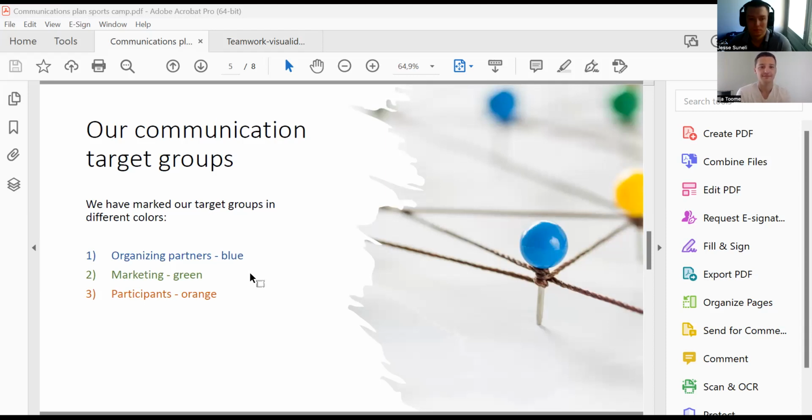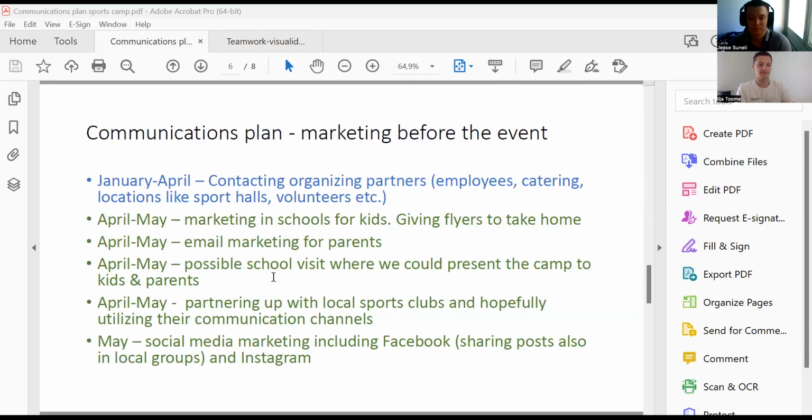Here we have defined it in a way that the blue tasks are for the organizing partners, who are actually together with us creating the camp. The green one is marketing, trying to spread the word of our event or our sports camp. And orange is when we actually have people who have already enrolled. So what kind of marketing or communications are we going to have for them.